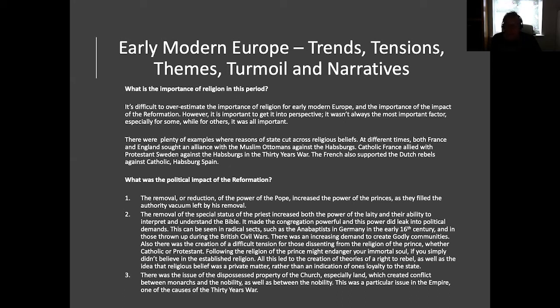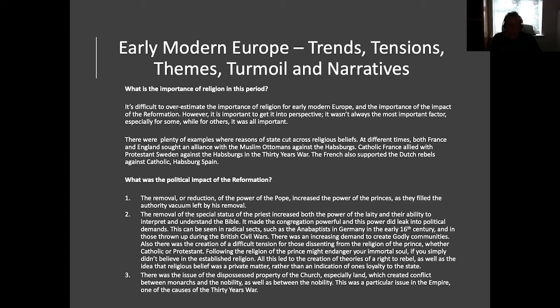sort of Protestant priests. Famous ones, John Calvin, of course, who could give a lecture on his own, and John Knox in Scotland. But it could also be seen in radical sects. There were Anabaptists in Germany. These are grassroots groups, and those thrown up during the British Civil Wars, who were beginning to demand to create godly communities where they could all live in peace and harmony, which didn't often happen.